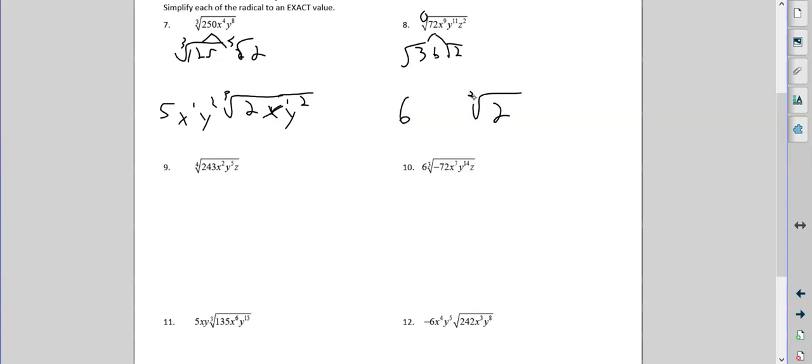X to the 9. So 9 divided by 2 is 4. Remember, with square roots, we're always going to have 1 left over on the odds. 11 divided by 2, that's 5, with 1 left over on the y's. And z, 2 divided by 2 is 1 group. And that's it. No z's left inside because they all came out.